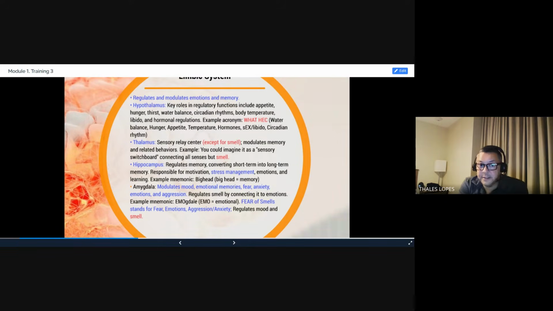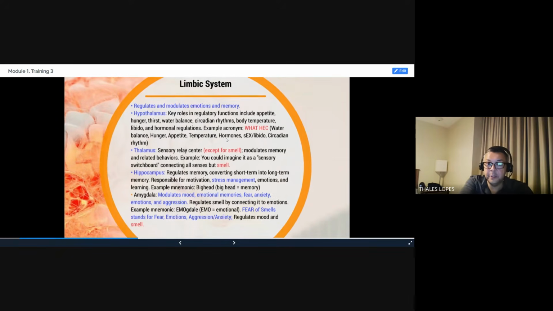All other senses, thalamus, not hypothalamus, okay? So I like to think of amygdala as emo, for emotional, emotions and smells, right? It regulates mood and smell, aggression, anxiety, fear, right? So think of it as the amygdala. High yield, okay? We spent a little bit of time.